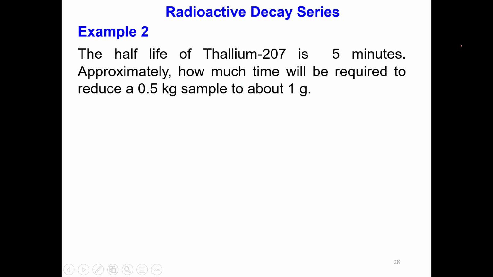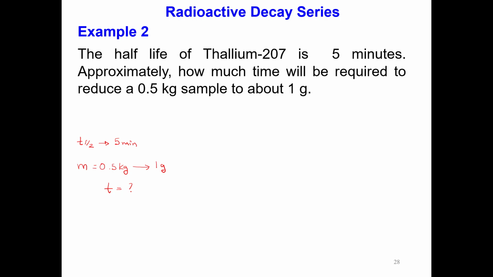Then let's write here the information we have. We know the half-life for thallium is 5 minutes. And if we have a mass of 0.5 kilograms, then we want to know how much time will be required to reduce this mass to 1 gram. We want to calculate the total time.